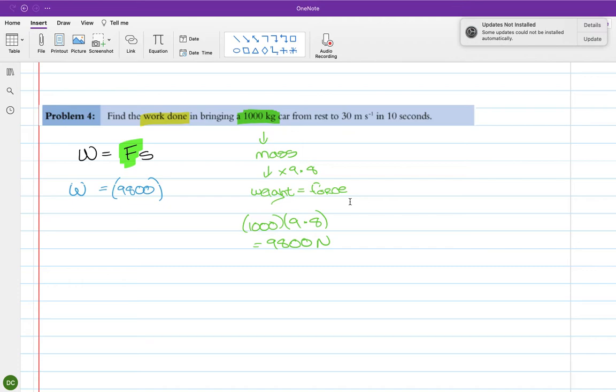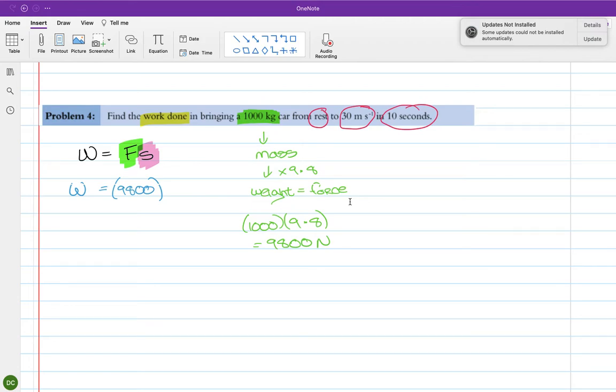Now, the S, the displacement. We have not been given a displacement. We've been given this stuff. We've been given that it went from rest to 30 meters per second in 10 seconds. We've been given these 3 pieces of information. Oh, I wish I was there to see if you could get these. That type of language, starting from rest, travelling to a particular velocity in a certain time.